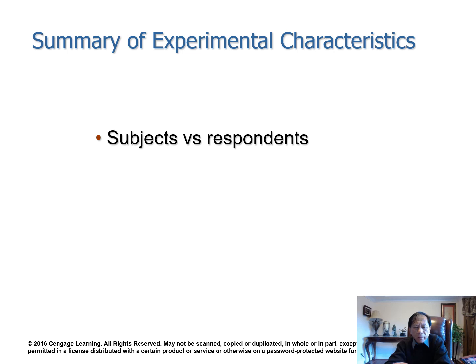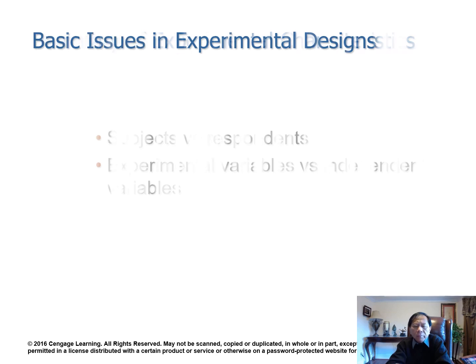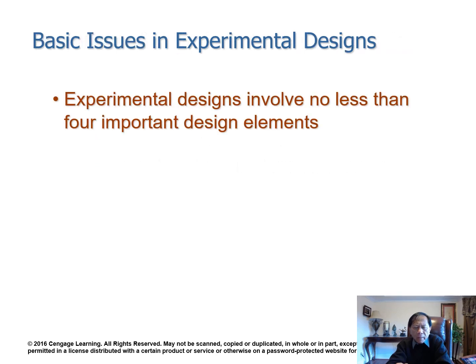Subjects versus respondents. In survey research, we call the people you want to get answers from respondents. In experimental research, we call the people who participate in the research subjects. Also, experimental variables versus independent variables.